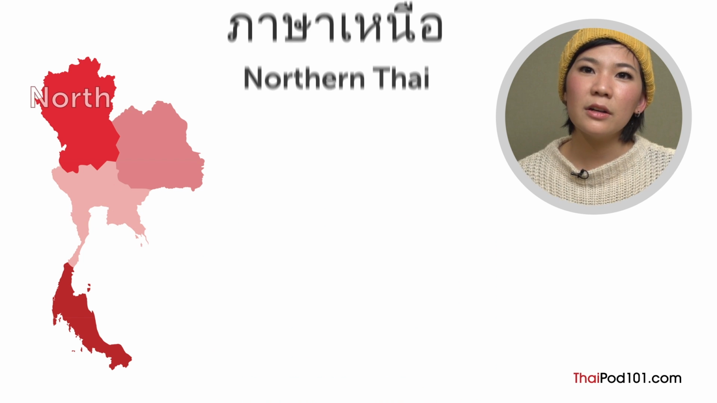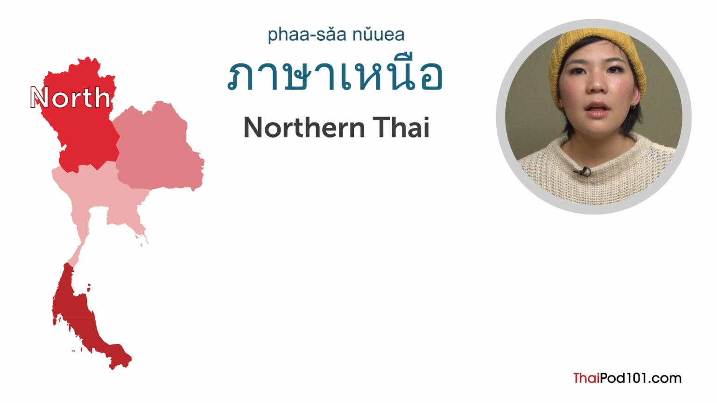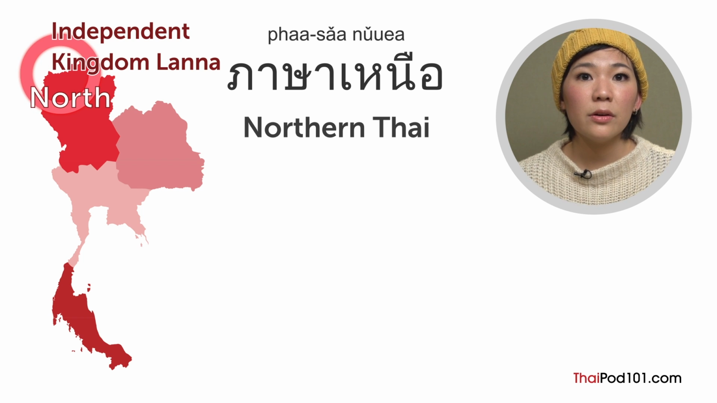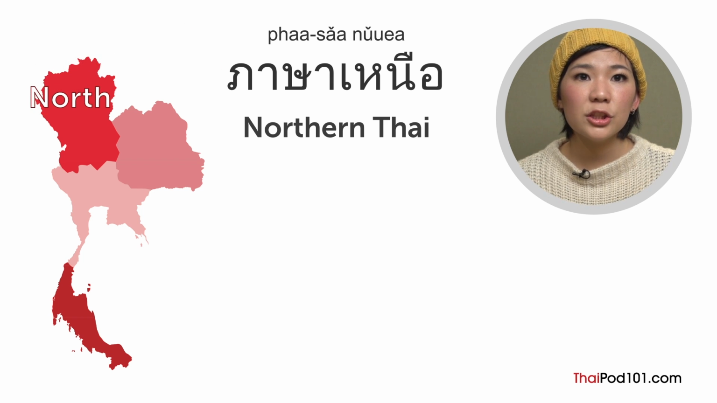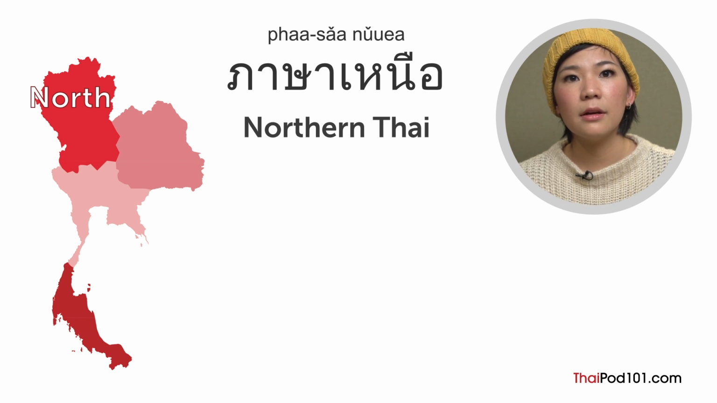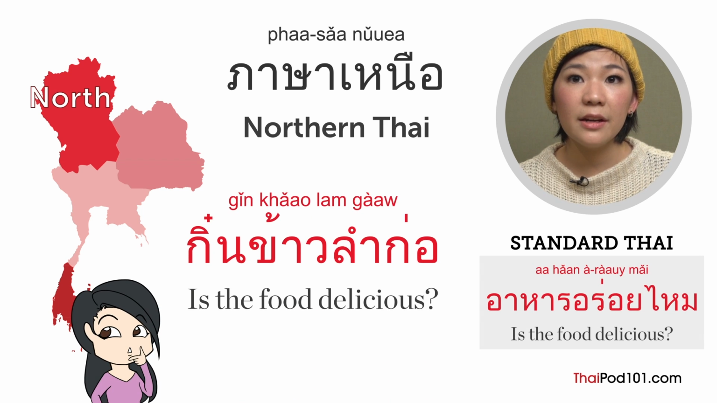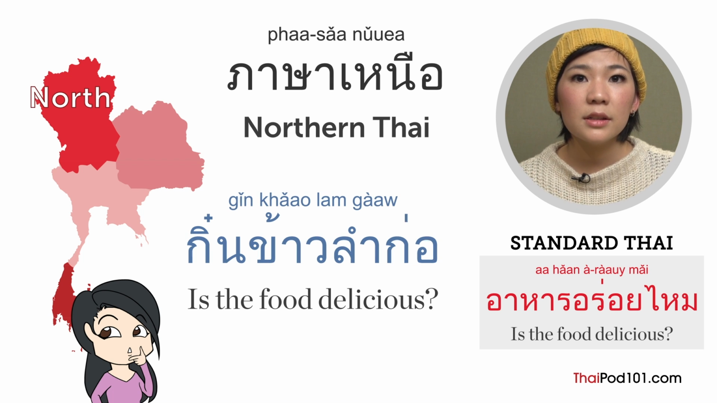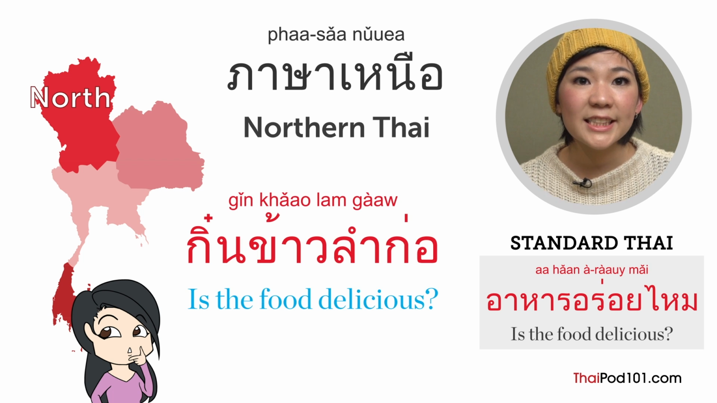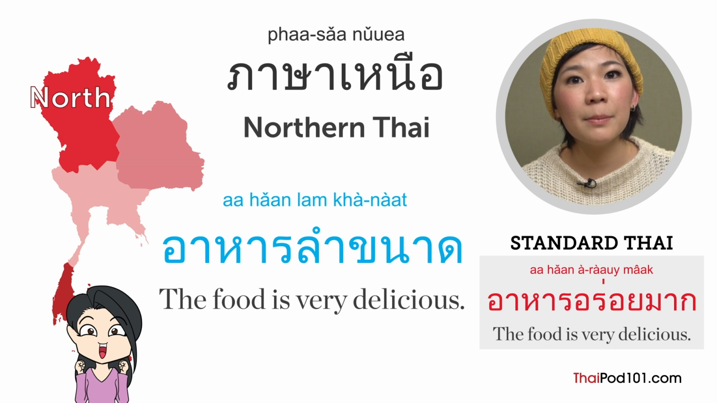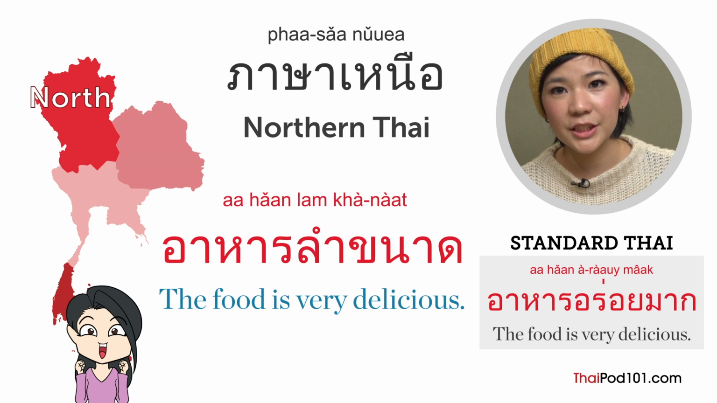Let's see now the Northern Thai or ภาษาเหนือ. This dialect is derived from the independent kingdom Lan Na and is mostly spoken in the north of Thailand. Its derivation from Lan Na caused the dialect to have a soft and pleasant sound. The vocab are slightly changed as well. The same sentence in Northern Thai is now กึ่นข้าวลำก่อ Is the food delicious? And in response อาหารลำขนาด The food is very delicious in Northern Thai.